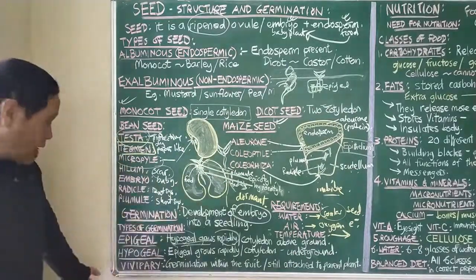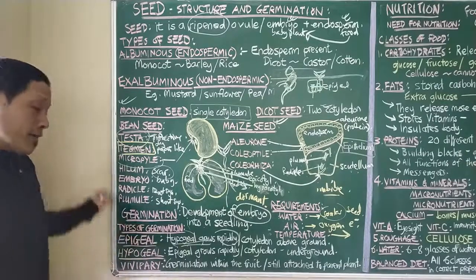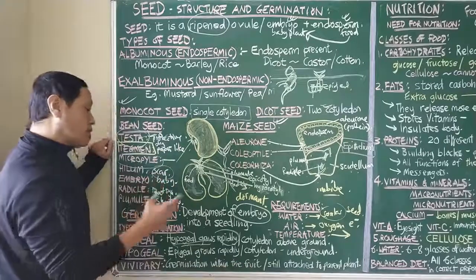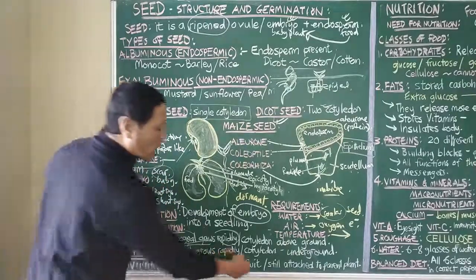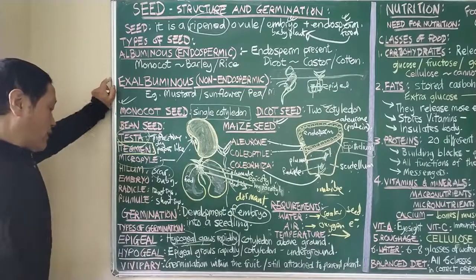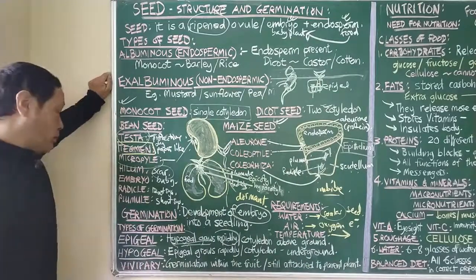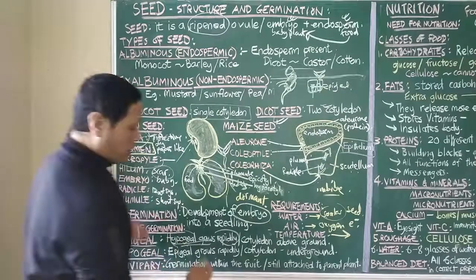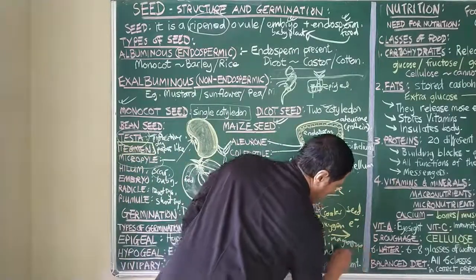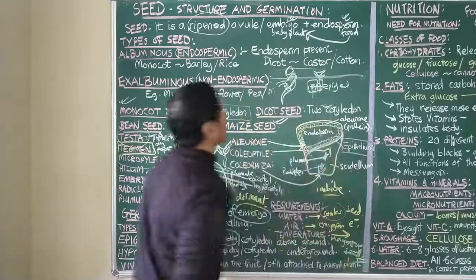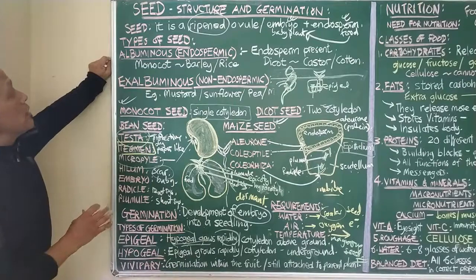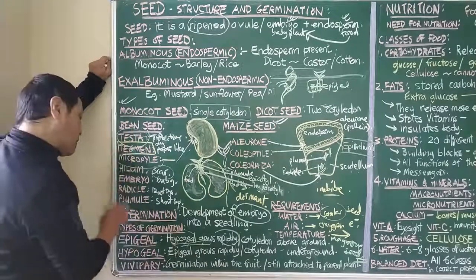And lastly, we'll discuss vivipary. It is the germination within the fruit. Just inside the fruit, the seed begins to germinate while still attached to the parent plant. So if this happens, then it's called vivipary. Example would be mangrove seeds. Okay, so this is basically what the seed structure is and different types of germination.